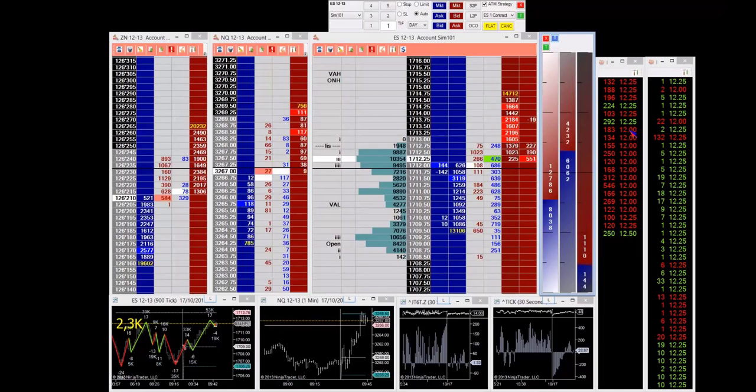We have to understand the dynamics of that, because we need to understand not just are sellers selling, but are they actually getting anywhere with their selling, or are they getting trapped?